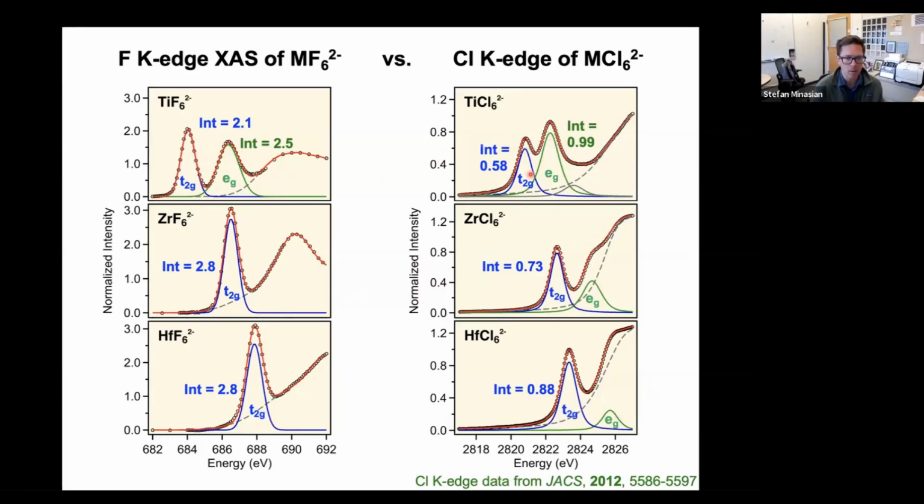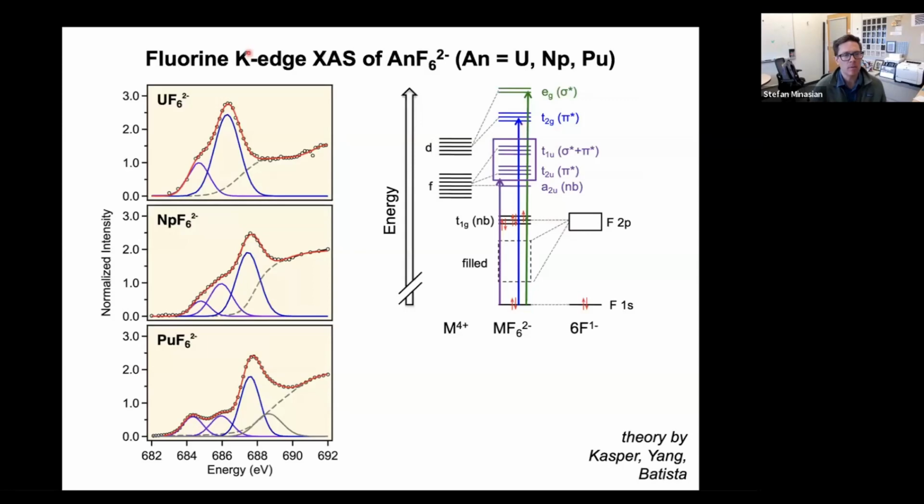However, you can't directly compare these intensities because there's a significant difference in the transition dipole integral for measurements at the fluorine versus measurements at the chlorine K-edge. So this is essentially the inherent overlap between the 1s orbitals and the 2p in the case of the fluoride, or the 3p for chloride. Here are spectra that we've obtained relatively recently, actually, for the actinide hexafluorides. So this is uranium, neptunium, and then plutonium.